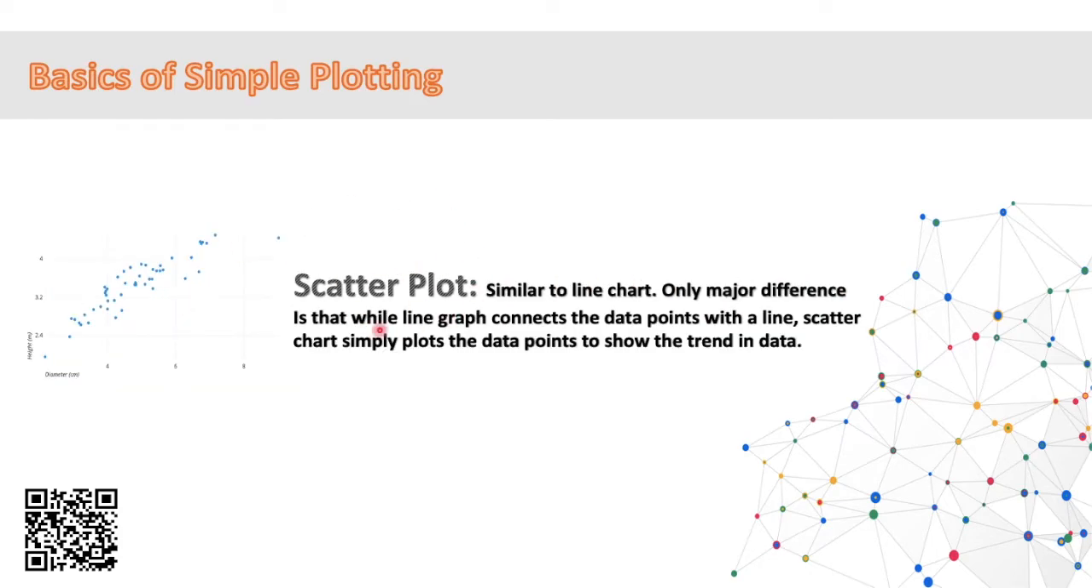The next plotting that we have is scatter plot. The scatter plot is similar to line plot. One major difference is that while a line plot or line graph connects the data points with a line, a scatter plot or scatter chart simply plots the data points to show the trend in data. Here you can see we have those markers, but those markers are not connected with a straight line. They are simply plotted in a graph. This is one of the basic differences between a line plot and a scatter plot. So this was all about the basics of the Matplotlib PyPlot interface. We will learn about these plots from a practical perspective in my next video.